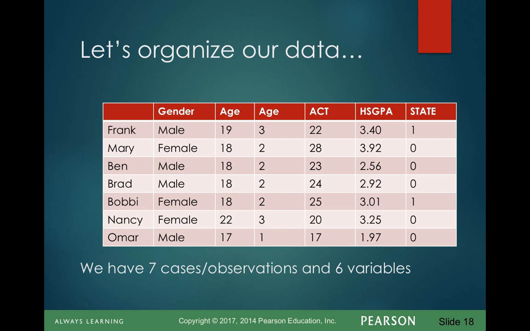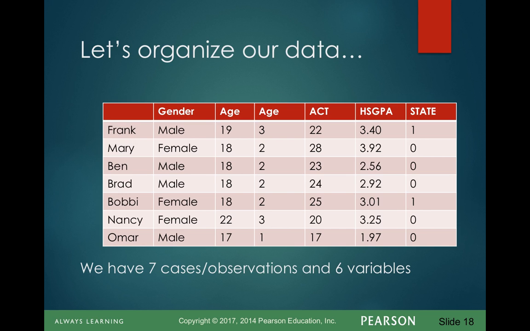So when I see a data set like this, my first thought is, let's talk about gender. Well, what percentage are males? What percentage are females? Let's talk about age. What's my average age? What's my median age? What's the standard deviation? How much variability? I look at age category. Well, what percentage are in category 1? What percentage are in category 2? What percentage are in category 3?